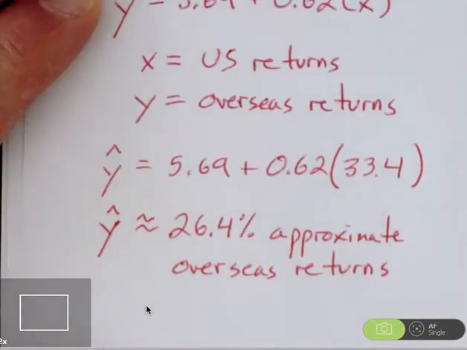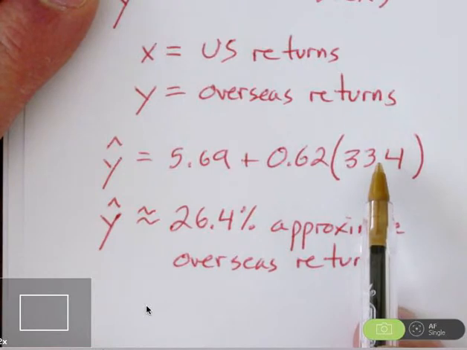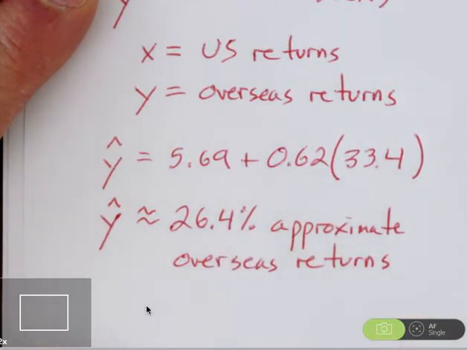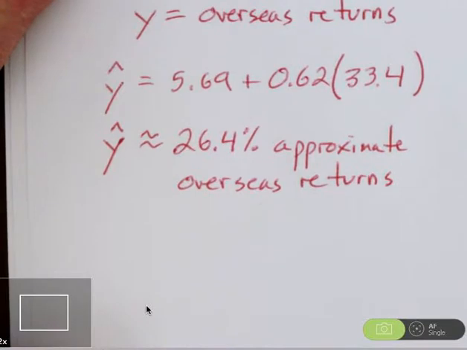And it is good to show your work, as simple as this work is, show what you're substituting into the model in order to get your prediction. Now notice the actual overseas return was 2.1%. Are you confident in general then that this regression line is going to give you accurate predictions? So the answer is no. I don't have a whole lot of confidence in this regression line.